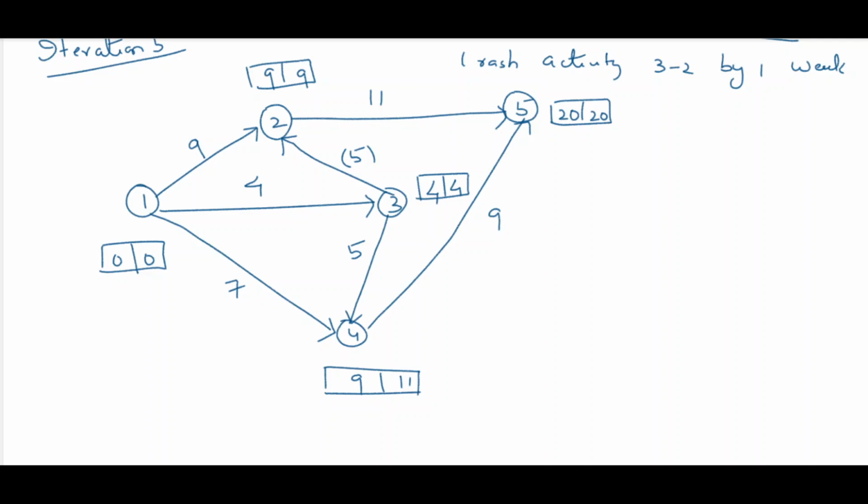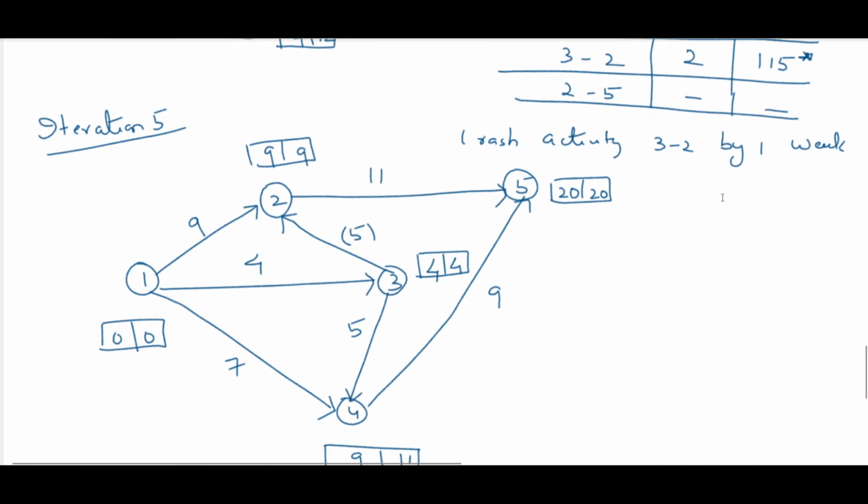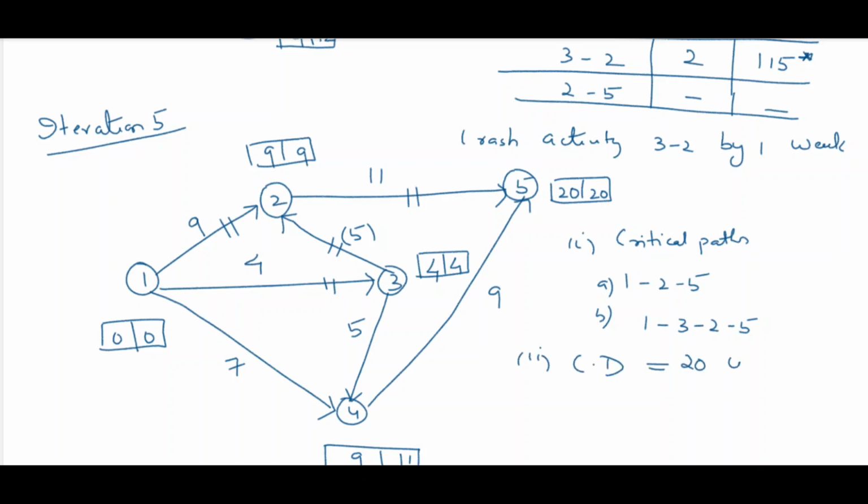1 2, 2 5, 11 plus 9 is 20, and also 1 3, 3 2, 2 5. So we are getting two critical paths. First we will write down the critical paths. 1 2 5 is one of the critical paths because the total, 9 plus 11, is 20. Another is 1 3 2 5: 5 plus 4 is 9, 9 plus 11 is 20, 20 weeks. And the critical duration is equal to 20 weeks.